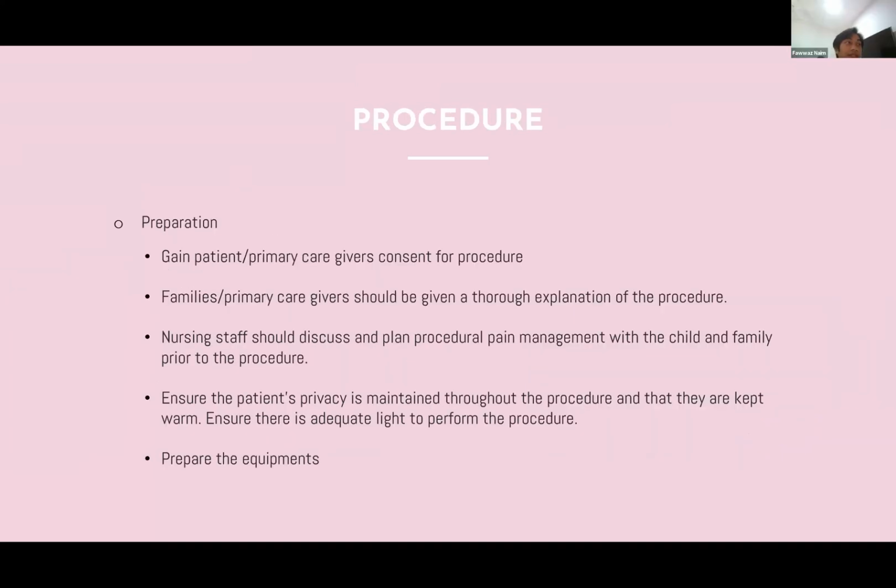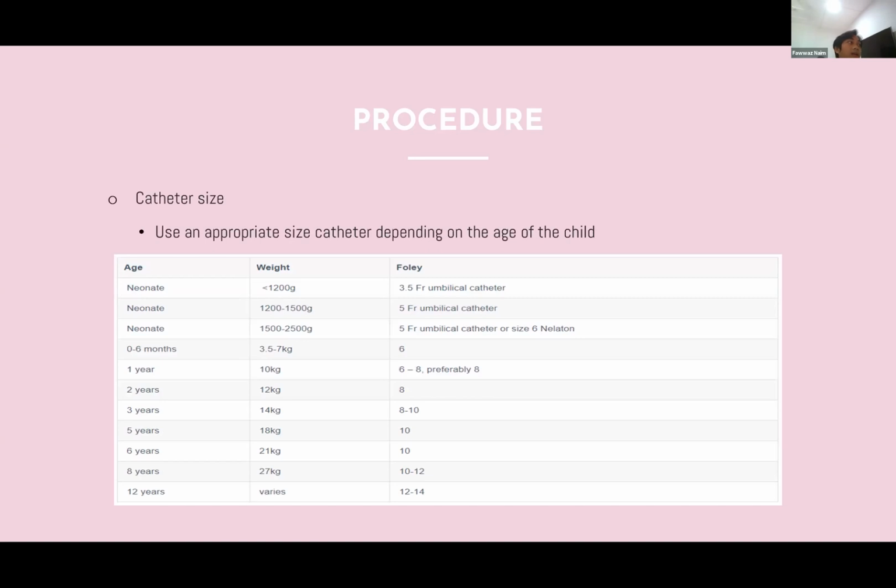Okay, before proceeding with the procedure, we need to prepare, as we need to gain consent for the procedure. We also need to give a thorough explanation to the family about the procedure, and we need to ensure that the patient's privacy is maintained throughout the procedure, and then prepare the equipment. And this is a table for the catheter size depending on the age and also the weight of the patient. Because if it's too small, then leakage can occur. If it's too big, then damage can happen.